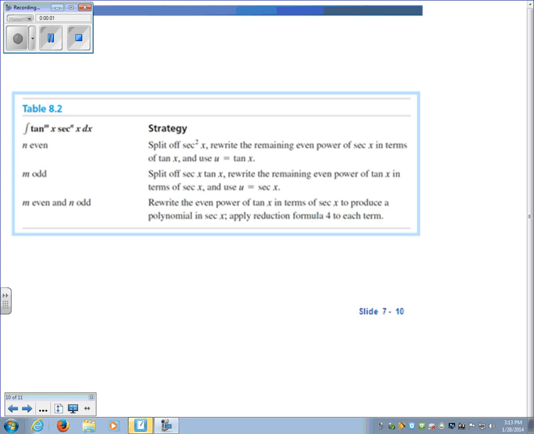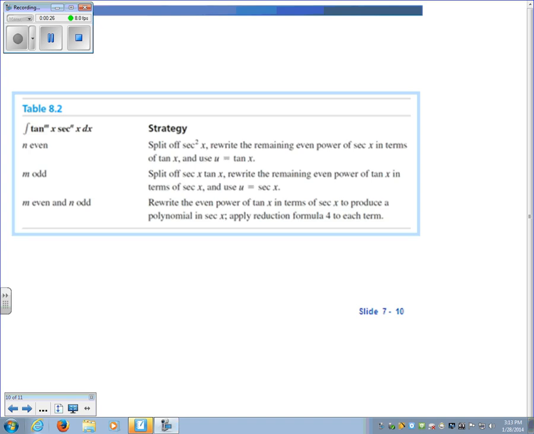Okay, we've looked at having just the single trig function, secant or tangent, where they're raised to powers. In those cases, you could just use your reduction formulas. Now what I want to look at is what you would do if you had products of secant and tangent. The same rules would apply if it had been a cosecant and cotangent product, but I'm just going to go over the tangent and secant products.